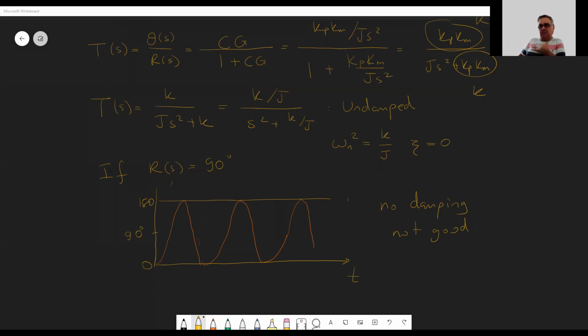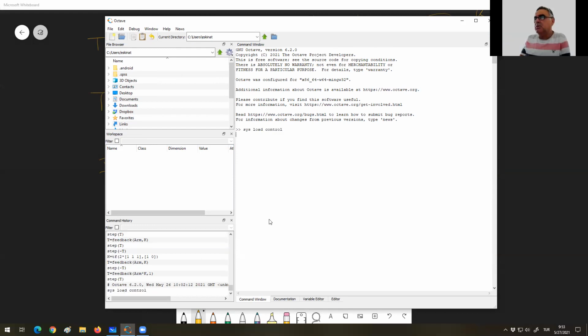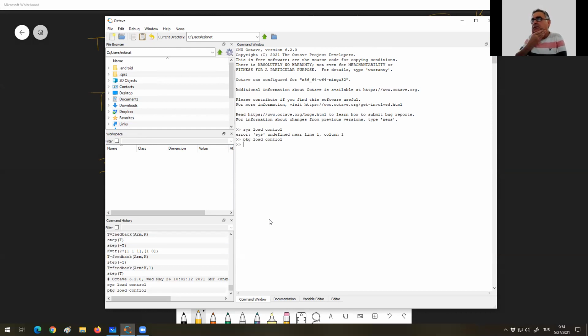Let's do this. How do I do it? Let's stop sharing and share the screen, the real screen. Okay, you see it now, right? The Octave. Yes, hocam. We have to load the control toolbox. Okay, so we load the control thing.